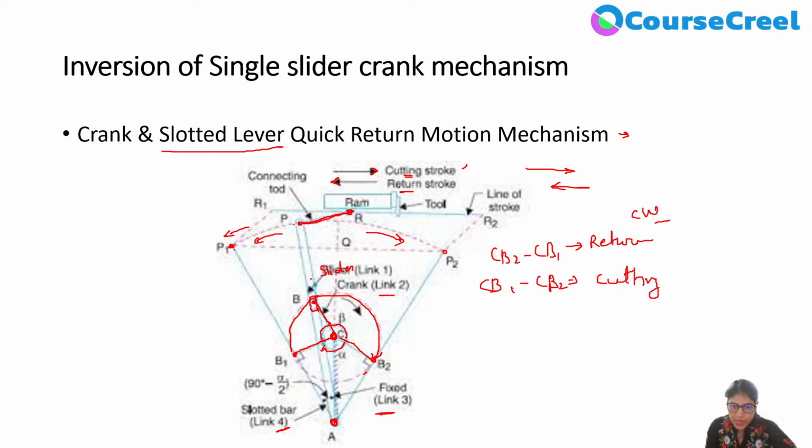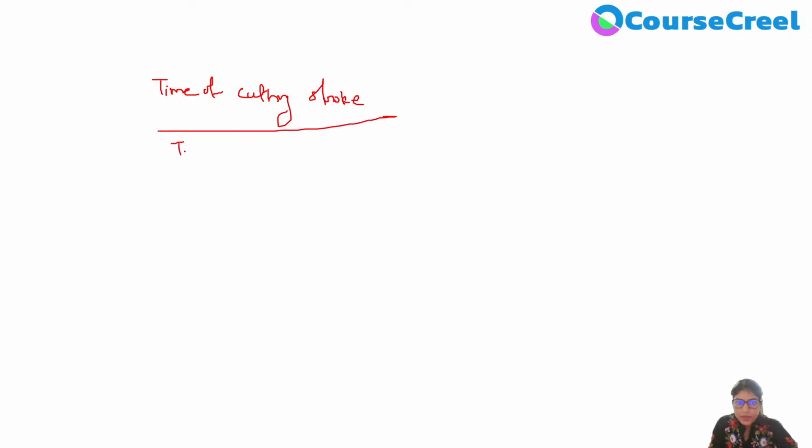Right. So in this case, we can define the rotation of crank with the help of beta and alpha. Here we can define the time of cutting stroke and time of return stroke. So the ratio of time of cutting stroke divided by time of return stroke will be defined by what? It will be defined by beta and alpha.